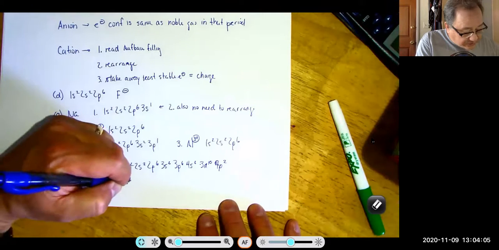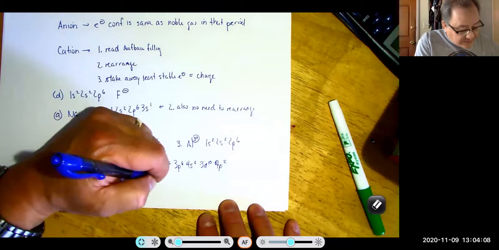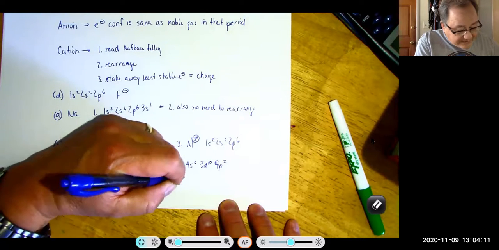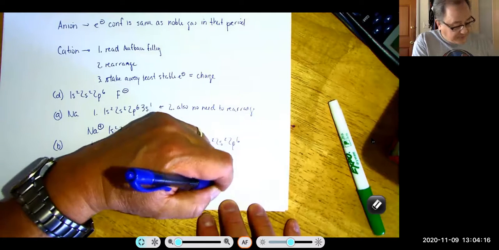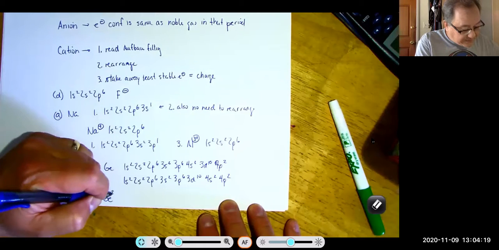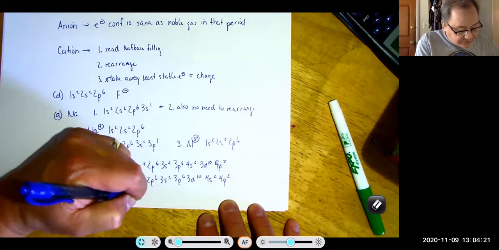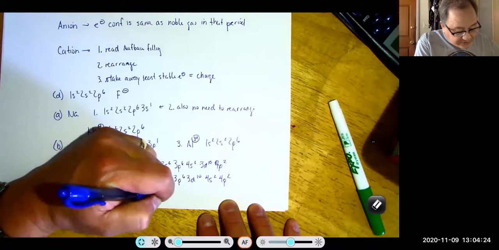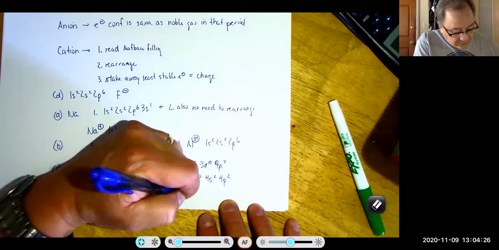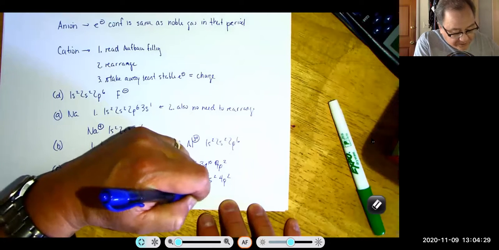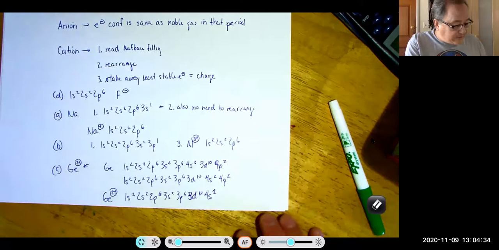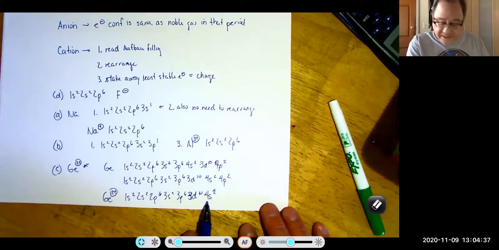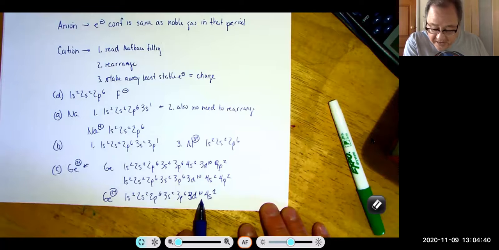So 1s2, 2s2, 2p6, 3s2, 3p6, 3d10, 4s2, 4p2. And then for the +2, it becomes 1s2, 2s2, 2p6, 3s2, 3p6, 3d10, 4s2. You take away these p electrons. Now, take a look at this. This is not the same electron configuration as argon, which is the noble gas that precedes germanium.